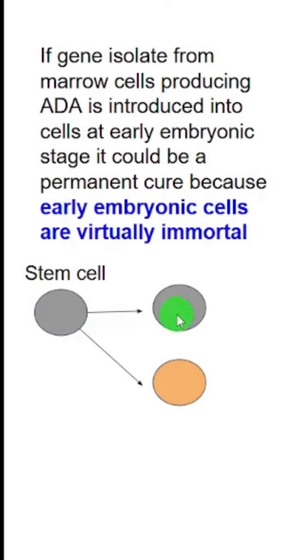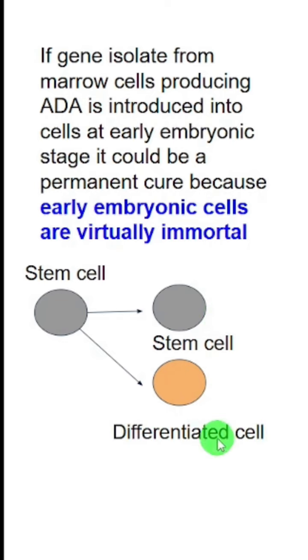So ideal gene therapy would be if we could correct the genes in early embryonic cells. When a stem cell divides, it forms two different types of cells. Okay, one remains stem cell, another becomes the differentiated cell. So this is how we will always have a continuous supply of stem cells with the corrected gene. This is the ideal gene therapy which we aim for.